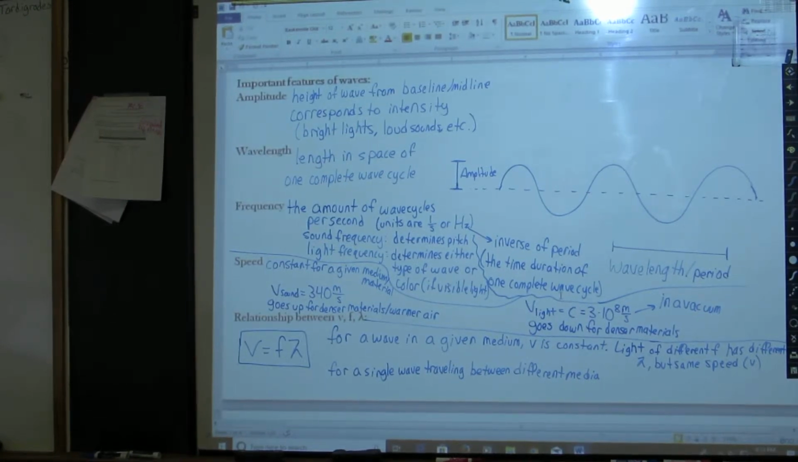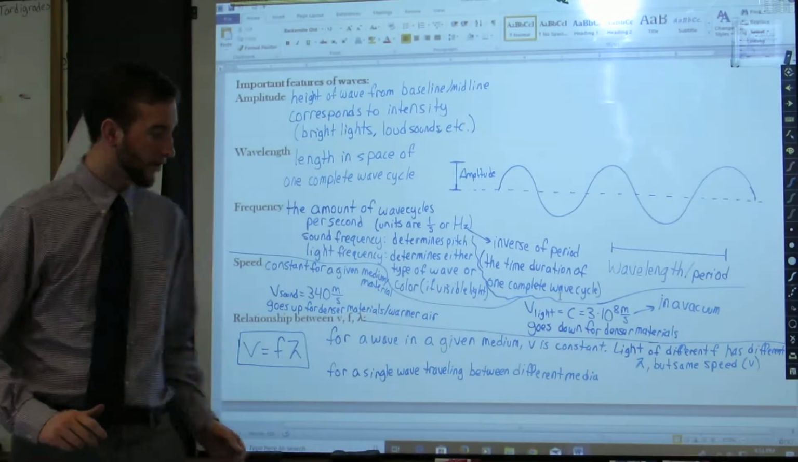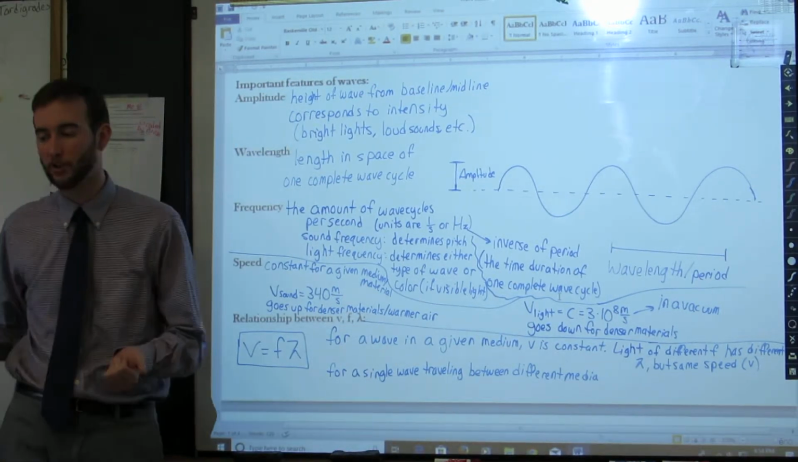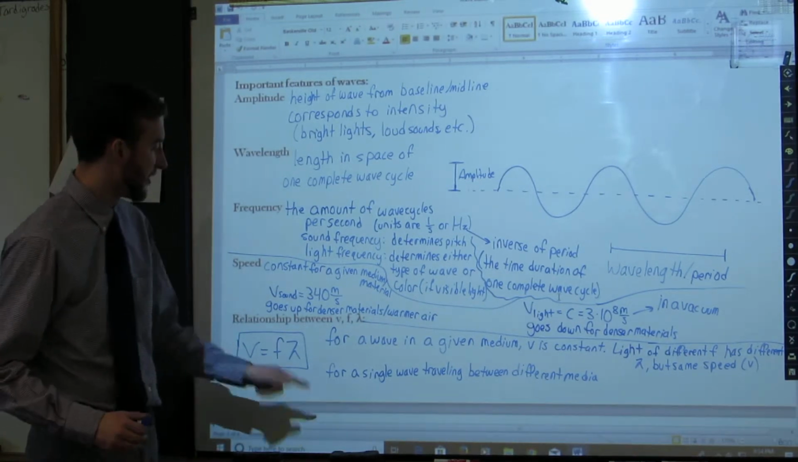Okay, as I was saying before I was so rudely interrupted by the camera, talking about the speed and the relationship between the frequency, the wavelength, and the wave speed.